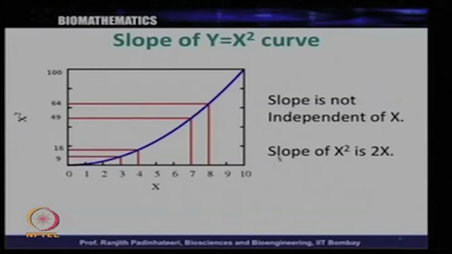Now the slope of x square is 2 times x. This is something which we learned by just trying it out and drawing it. Last time we took 3, the corresponding value was 9, and 4, the corresponding value was 16. So we calculated all these values, and we found that the slope of x square is 2x.